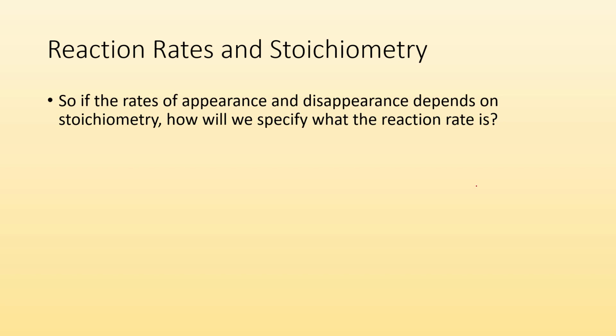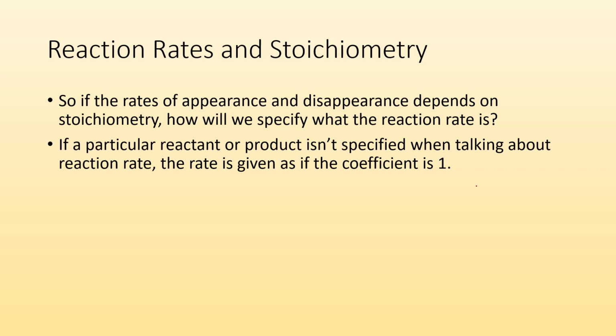So if the rates of appearance and disappearance depend on the stoichiometry, how do we specify what the reaction rate is? We're not always going to say the reaction rate in terms of a particular substance. And if it's not specified, it's given as if the coefficient was 1. So if you're ever given a problem where the rate of reaction is stated and it doesn't say in terms of anything, it's acting as if the coefficient is 1.